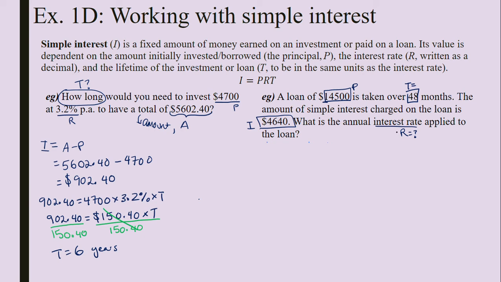However, we are looking at an annual interest rate. Our time is given in months, so we need to convert 48 months to years. And to do that, we're going to divide by how many months there are in a year, and there are 12, to get 4 years. Okay? We can now substitute those values directly into the formula. So I equals 4,640. That equals the principal, 14,500, times, we don't know what our rate is, so we'll leave the letter R in there. And our time we've determined is 4 years.